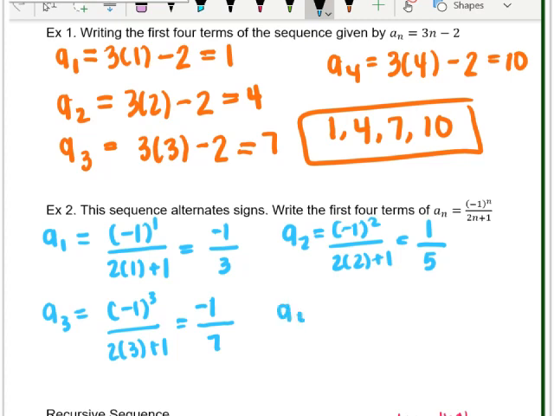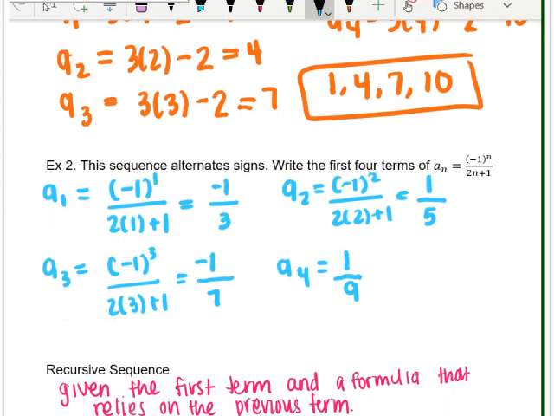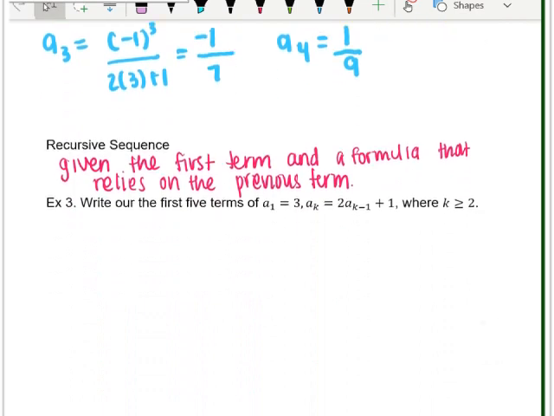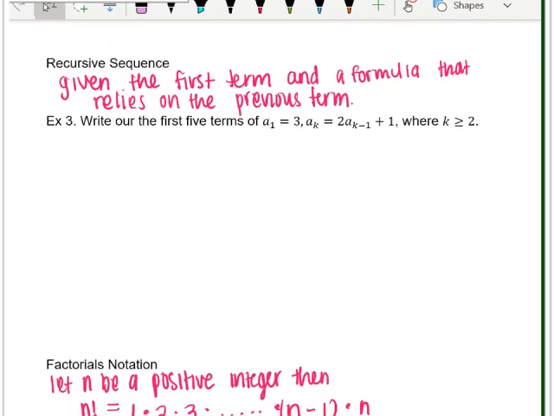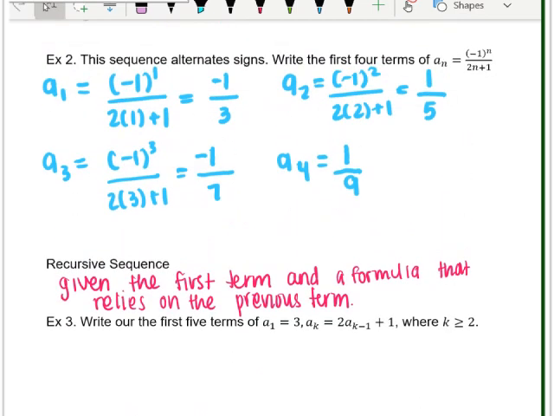And then lastly, A4, I'm actually going to just look at the pattern, see how it went from -1/3, 1/5, and then -1/7. I know that the next one has to be positive, and then on the bottom you're increasing by 2, so it's 1/9. Alright, so actually let's write the first 4 terms out.